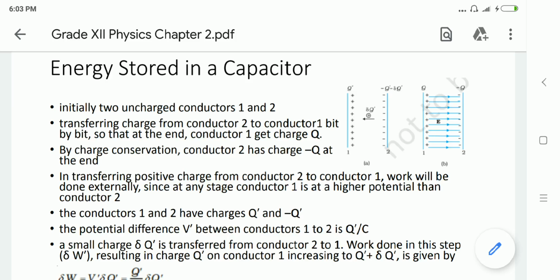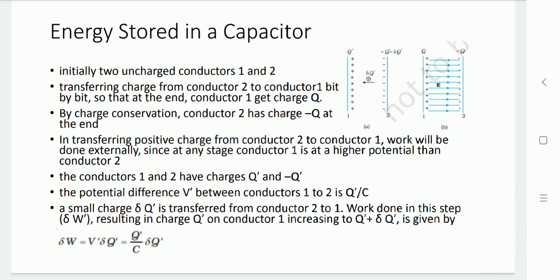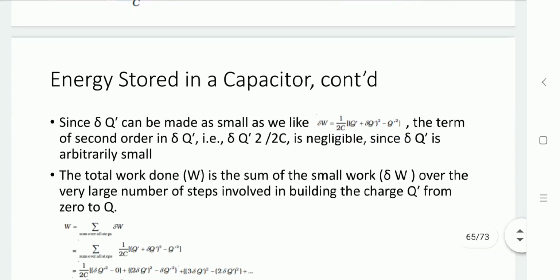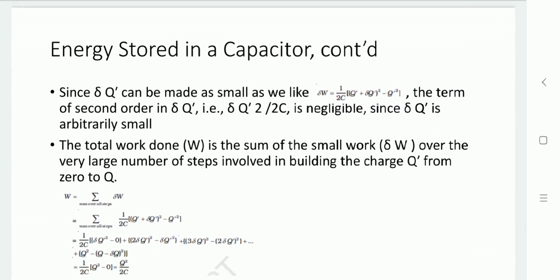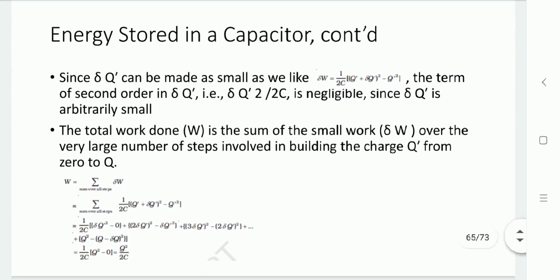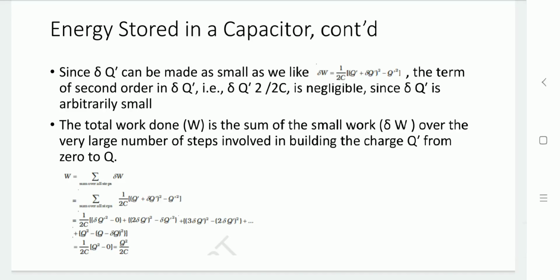So the potential difference V is equal to Q dash by C. Work done is required to transfer these charges. We are taking a smaller portion, and that's why del W is V into del Q dash. V is equal to Q dash by C, so del W is Q dash by C into del Q dash. As del Q dash is small, the smaller work done is defined as 1 by 2C times (Q dash plus del Q dash) square minus Q dash square, the difference between two charges.